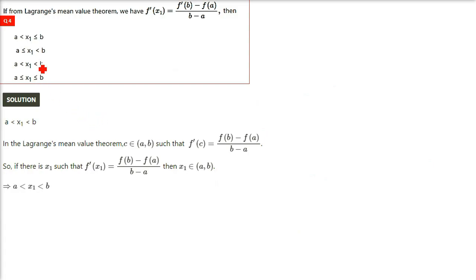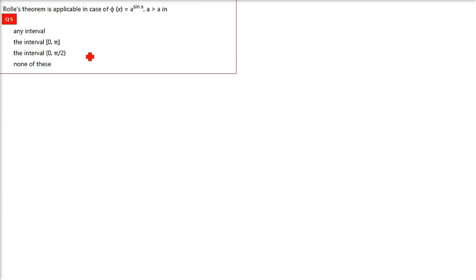How are you going to perform it? And this is a very simple explanation. Rolle's theorem is applicable in case of phi x. Don't worry about phi x; it's psi x, phi x, or whatever symbol they give. It's just fx, and this is equal to a raised sin x, where a is greater than 0. There is a slight misprint here; you have to consider it as a greater than 0.